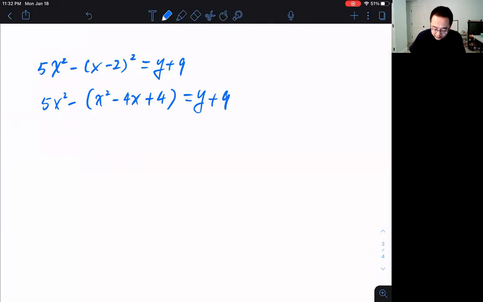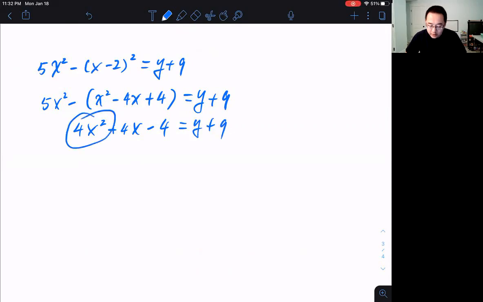And if you do that, you can see 5x squared minus x squared only gives you 4x squared. Then minus and minus becomes plus 4x. Then minus and plus becomes minus 4, equals y plus 9. Clearly, you have this term of x squared here, so this is not a linear function. Okay, I hope this makes sense.